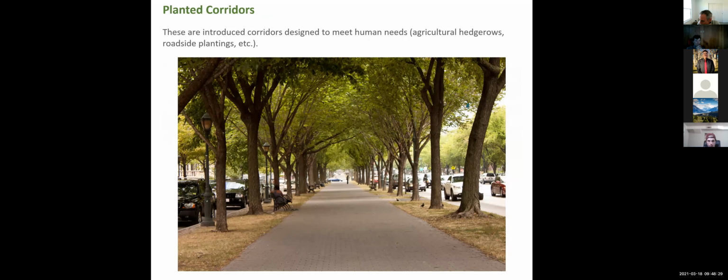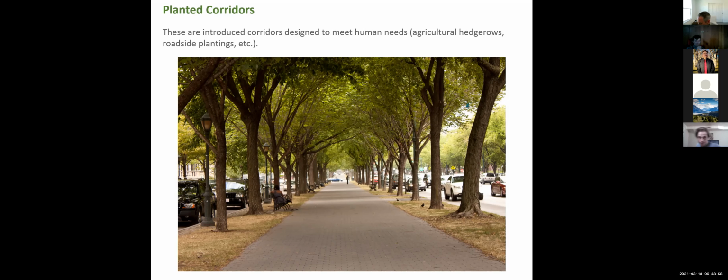Next, we have planted corridors, and these refer to instances where humans have designed and planted rows or buffers of trees or other plants as an aesthetic device or as a buffer to block unpleasant views or sounds, such as the noise impacts from a highway. The intent of a planted corridor is to benefit humans, but also actually provides unintended benefits for wildlife.